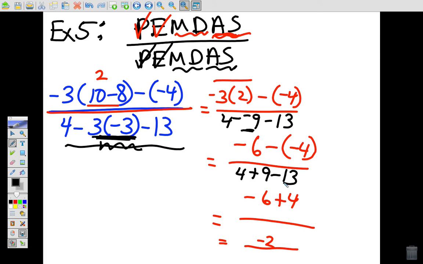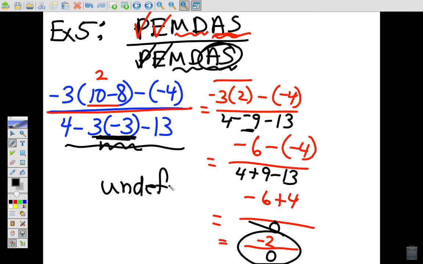Let's see, now add and subtract in order. 4 plus 9 is 13. 1, 2, yep. And what's 13 minus 13? 0. So I get a -2 over 0. That is not my answer. What is my answer? Is that 0? Is that undefined? Or is that indeterminate? The answer is undefined. So when you have a fraction bar, a division bar, it's PEMDAS over PEMDAS.